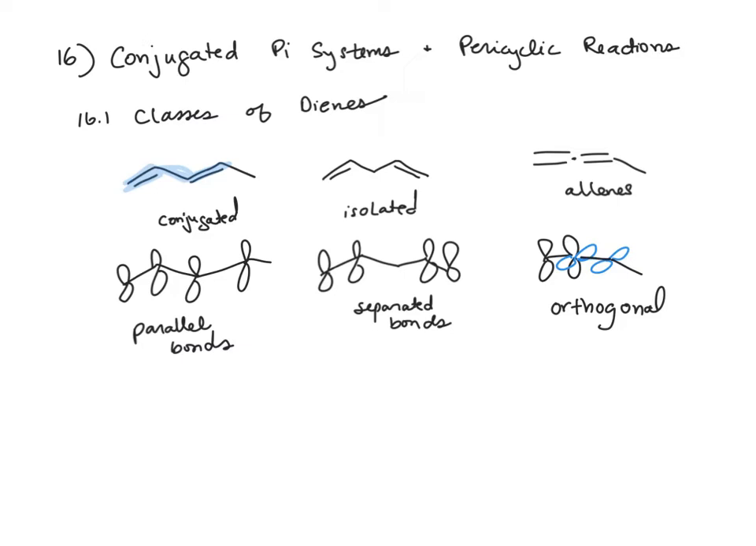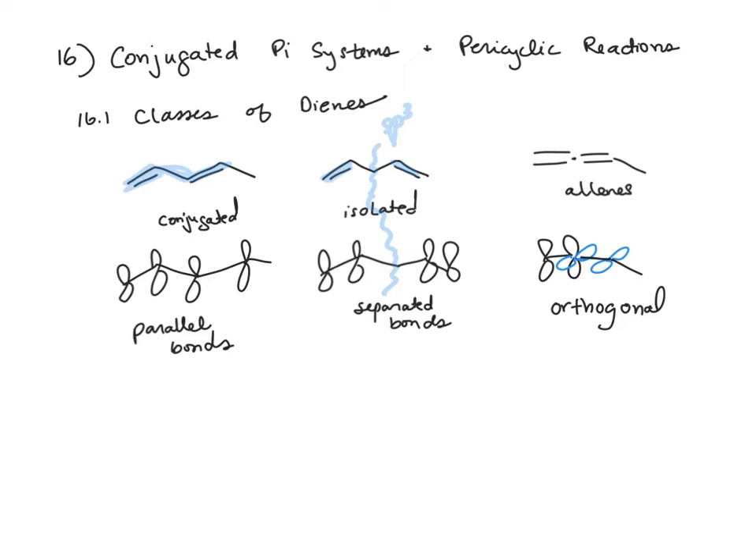In the second system, we have an sp3 hybridized carbon separating the sp2 hybridized carbons, and therefore this carbon that's separating them is keeping them from being in electronic communication or conjugation with each other, and we can consider these as isolated pi bonds.